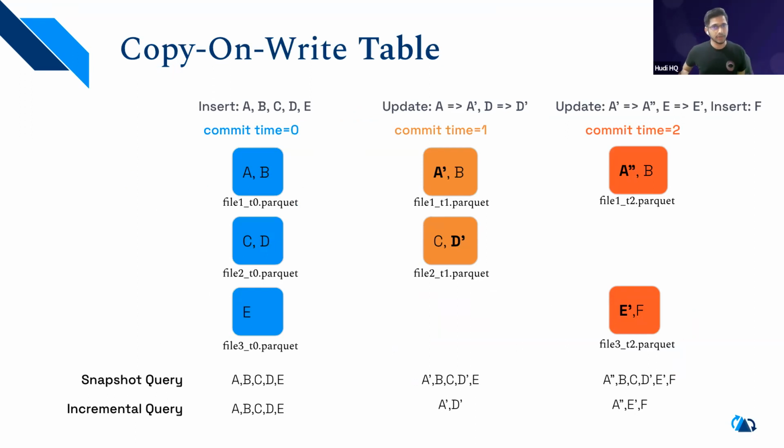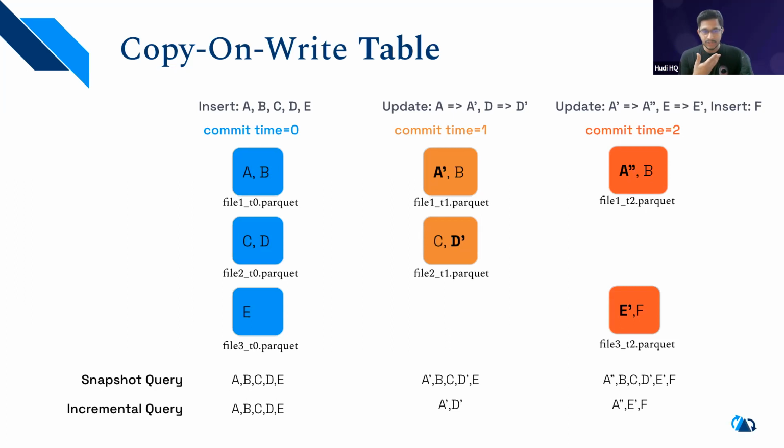The problem we want to solve is, okay, we have a table and a bunch of Parquet files and a few records are changed. What are the different ways that we can deal with it? The copy on write and the merge on read tables deal with it very differently. In copy on write, let's say you insert A, B, C, D, E, and Hudi organizes it into 3 files.